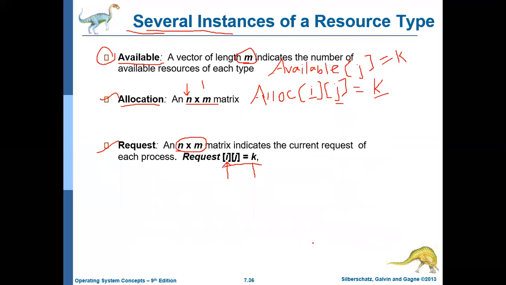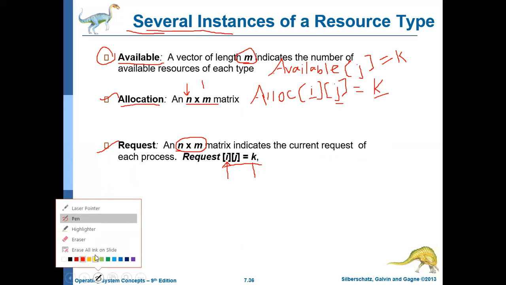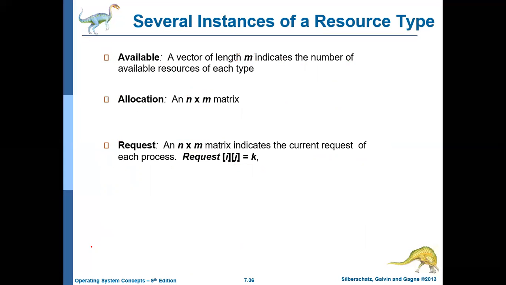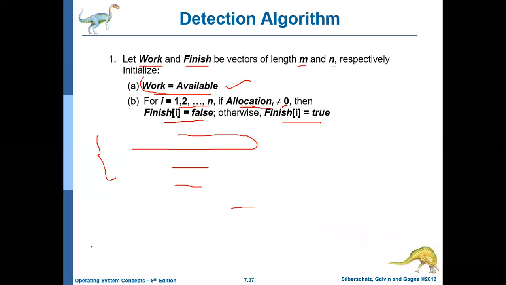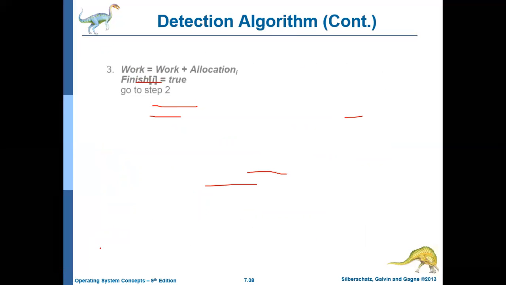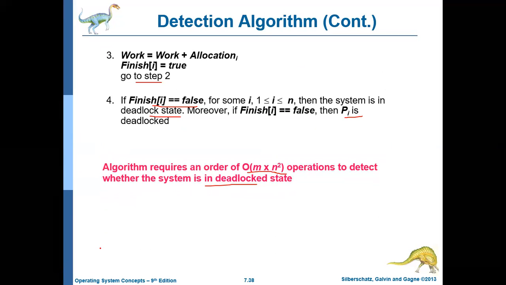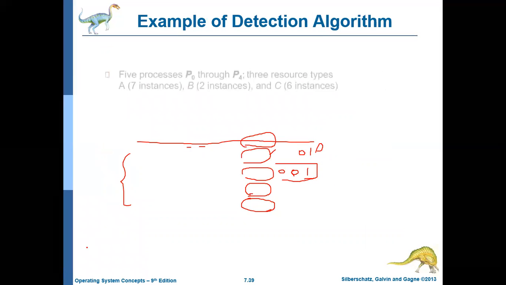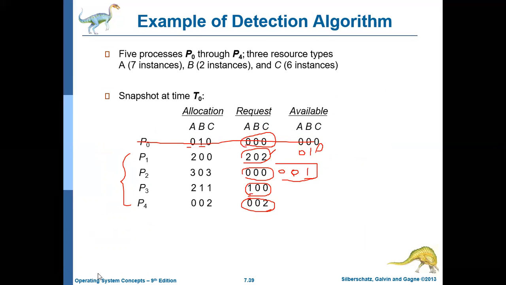The second type of algorithm will be used when there are multiple instances of each resource type available. It is very similar to the banker's algorithm's safety algorithm. This is used to check whether there is a deadlock or not. And we have discussed with examples how deadlock can be detected with the deadlock detection algorithm. Okay, that's it. Let us stop here.